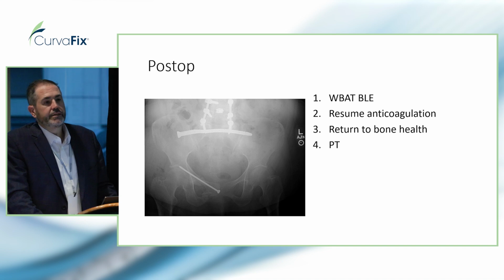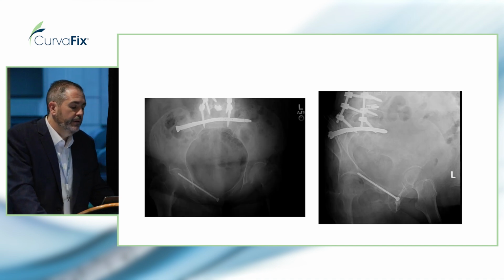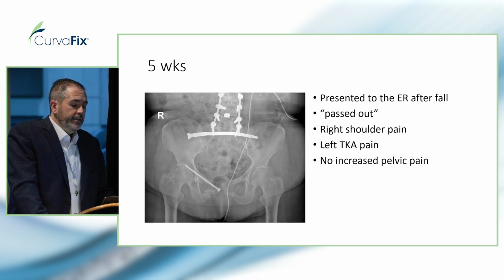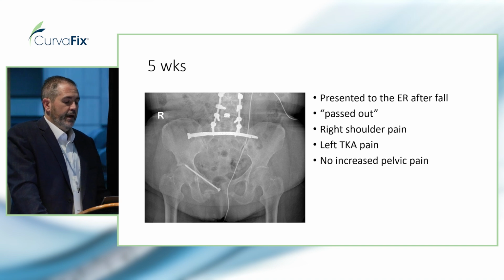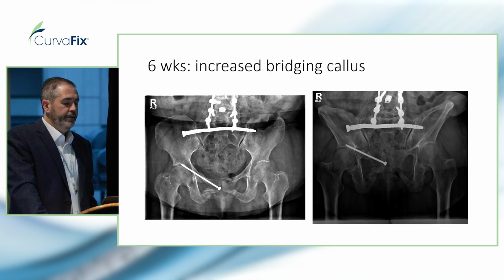So like the rest of the cases, she was weight bearing as tolerated immediately. She did end up going to get evaluated for bone health, worked with physical therapy. And at 5 weeks, she had an episode related to her blood pressure, got hypotensive and fell. She didn't have any increasing pain in her pelvis.